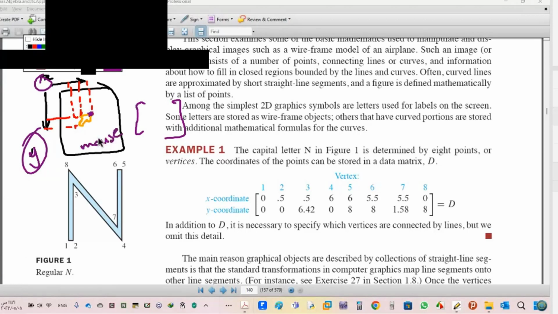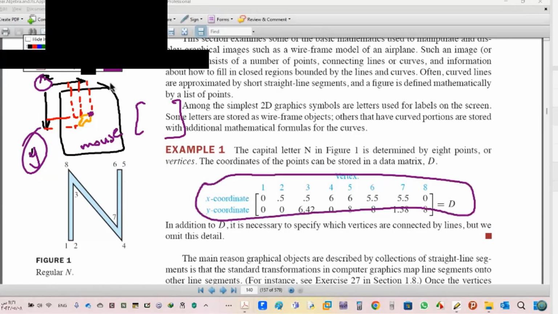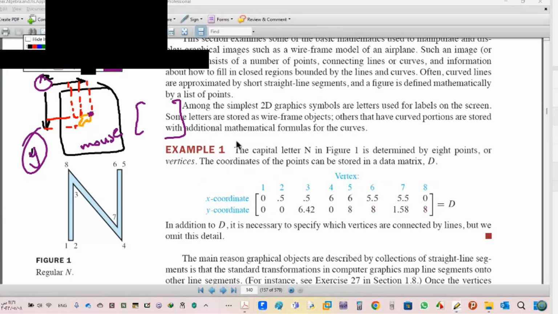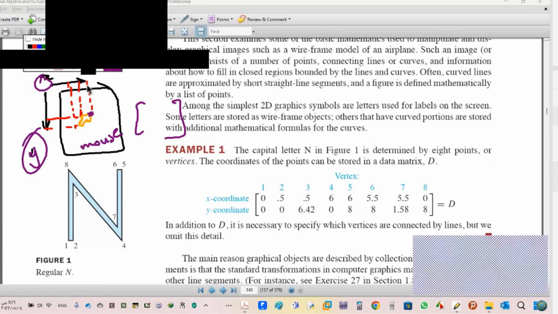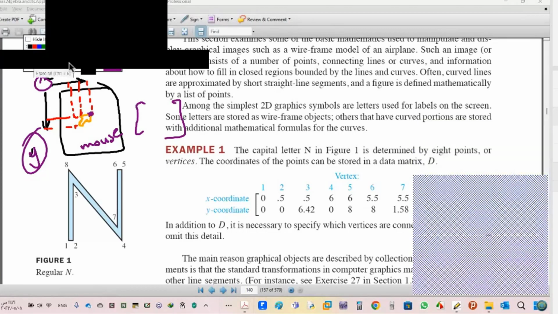So again, see here we converted any movement of this mouse to x and y, and after that to a matrix. Then you can apply anything you need to this matrix. Is it clear? Okay. Now, no. Who said no?